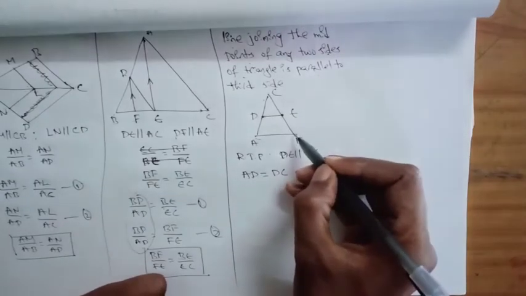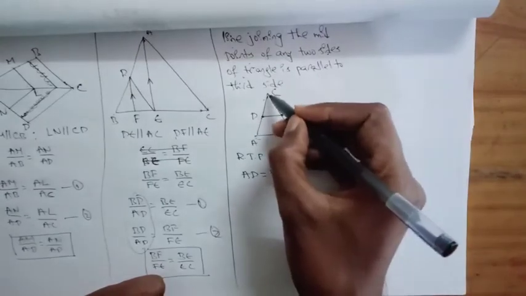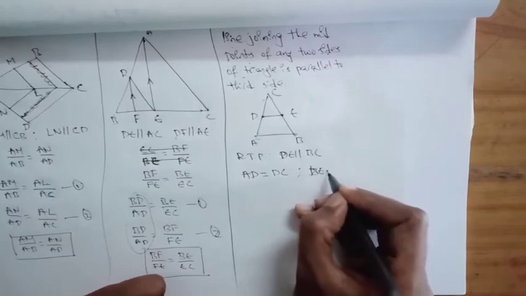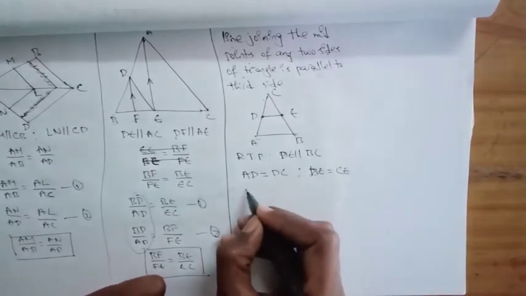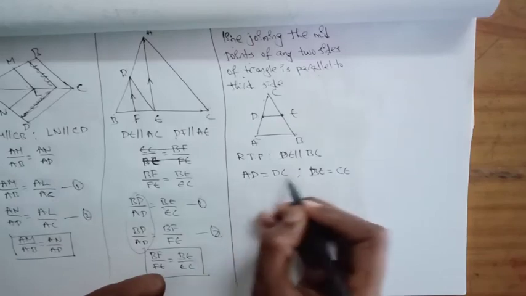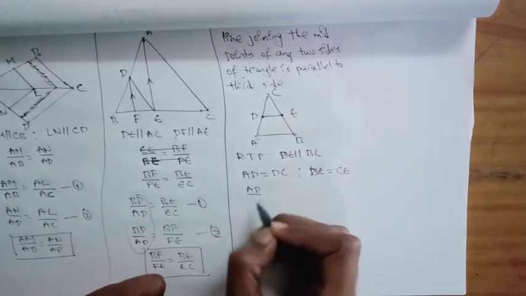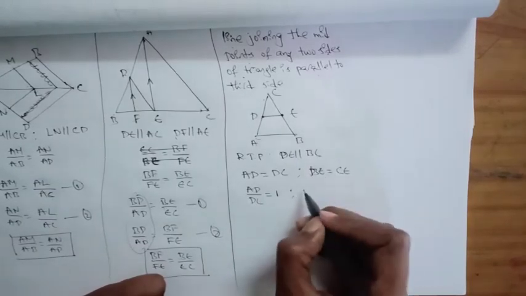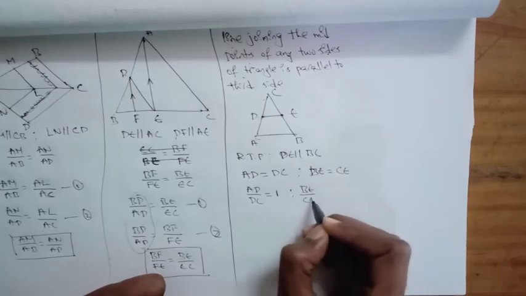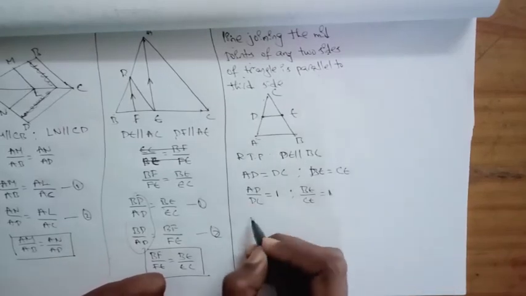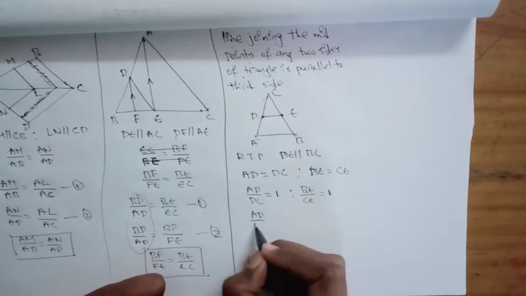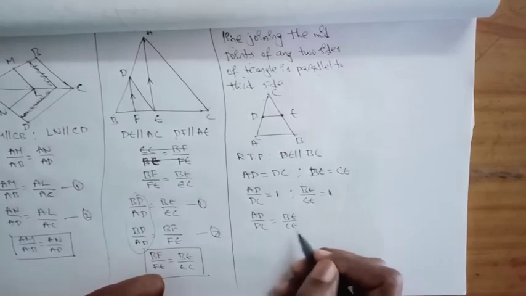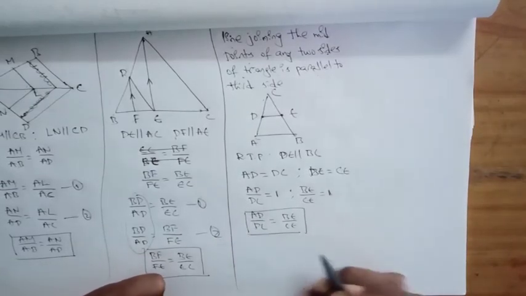And E is a midpoint, so BE equals EC. So that means AD by DC equals 1, and BE by CE equals 1. So if we equate these two equations, AD by DC equals BE by EC. So this thing we have proved.